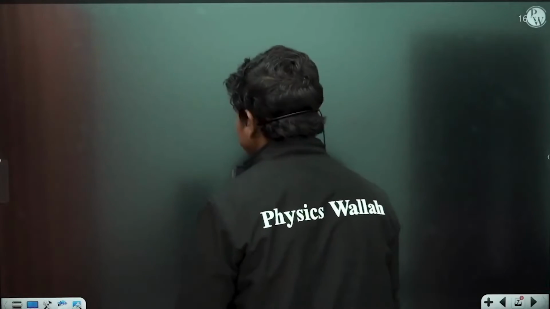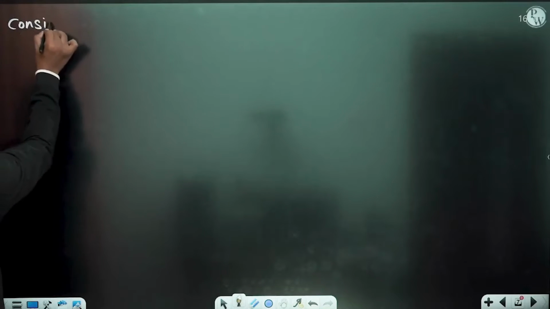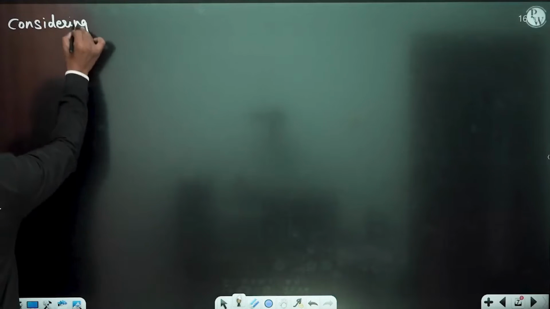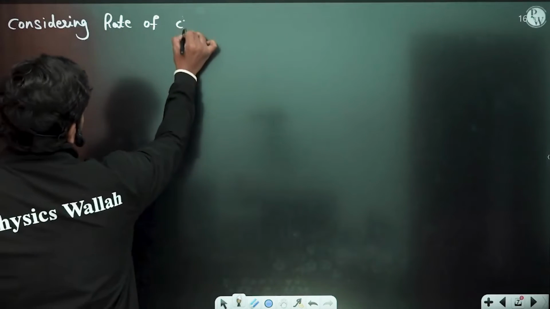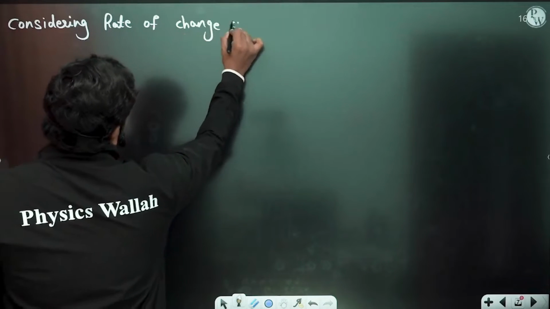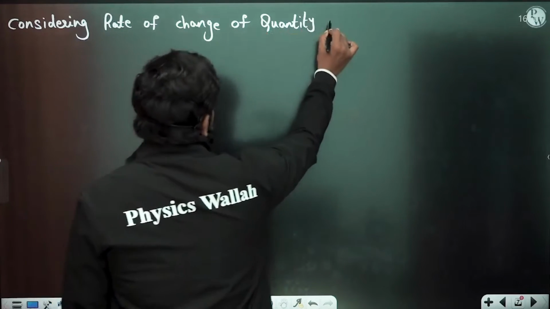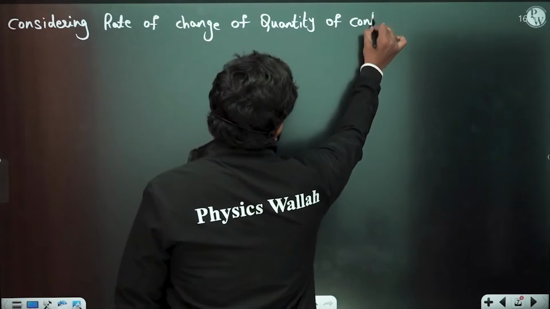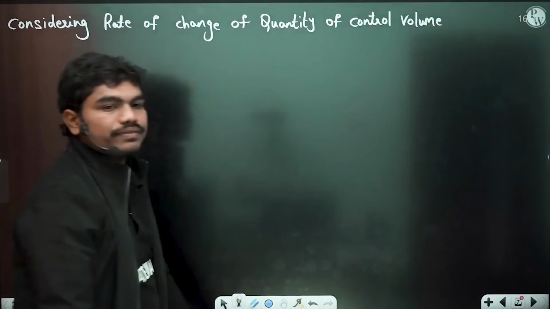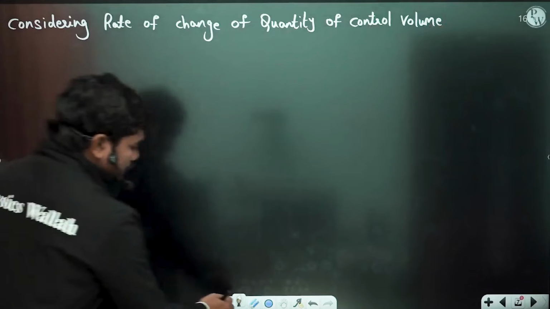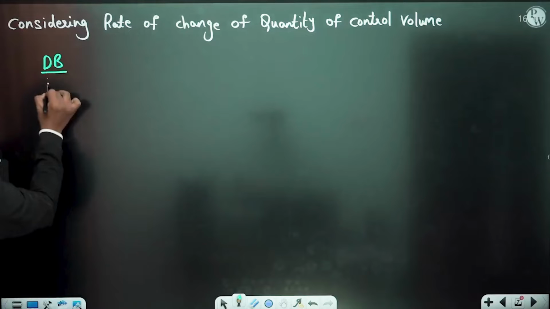Now considering the rate of change of quantity of the control volume, this we are considering. The rate of change of this control volume can be written as dB by dt of the control volume.